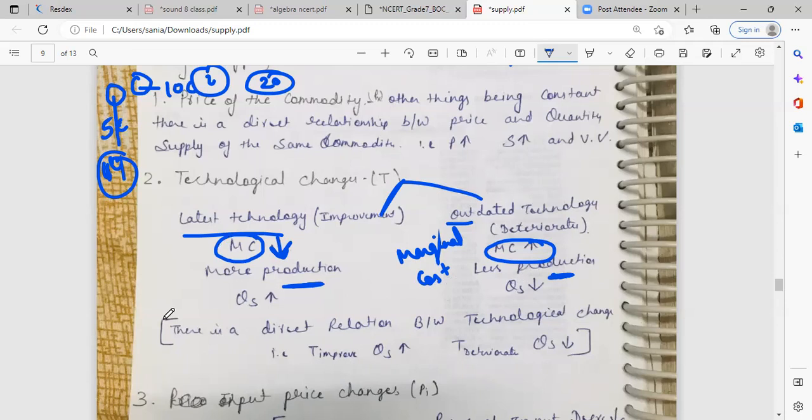Therefore, there is a direct relationship with technological change. That is, if you are using the improved technology, then your quantity supply will also increase. If you are using deteriorated technology, your quantity supply will also fall. Getting the point, students? Yes, ma'am. Good.